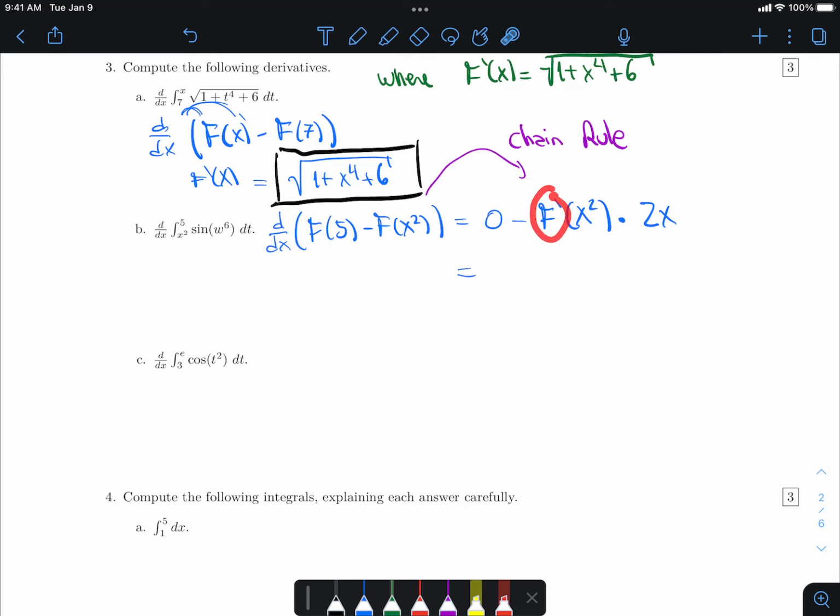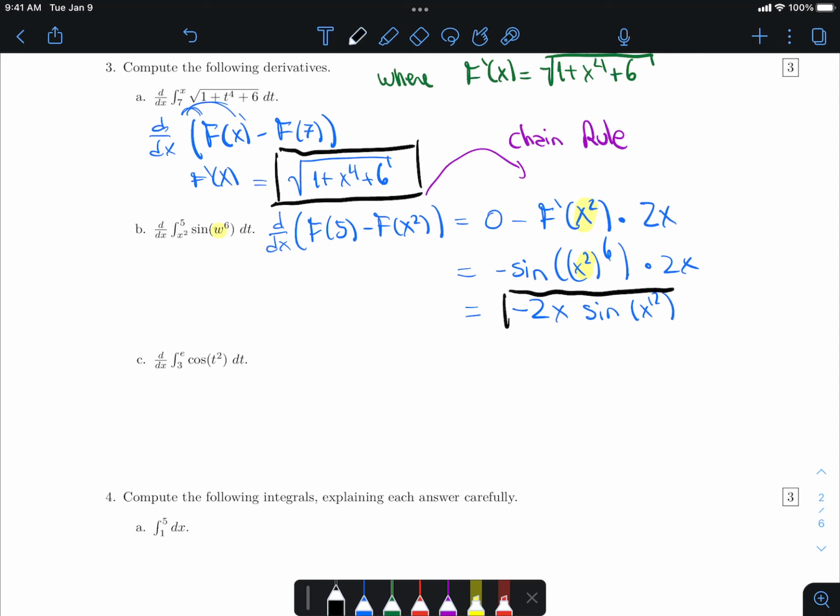And remember, f is an antiderivative of the function that's being integrated, of this sine function. So I'm now going to do the sine of x squared to the 6th. So I just get this x squared, and I plug this into the original, the integrand, the function being integrated. And I'll get just a minus 2x sine x to the 12th. And that is the answer for item B.